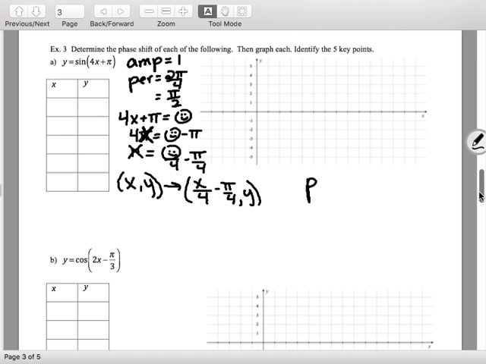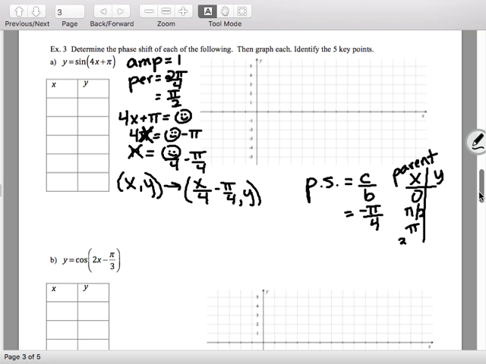Now my phase shift is c over b. So that's negative pi over 4. What that means is I am shifting left pi over 4. Now my parent function, either you know them or you write them out. I personally write them out. I told you we were going to know these really well.